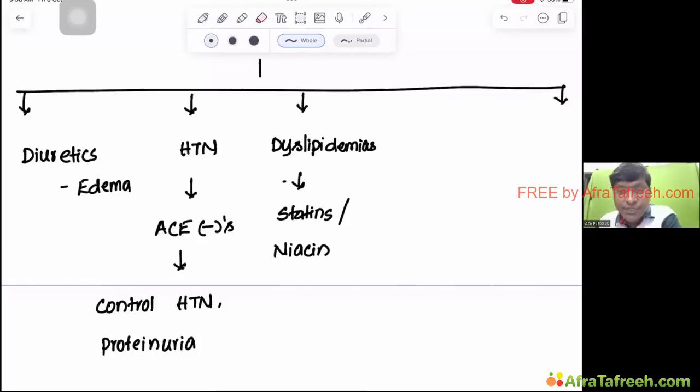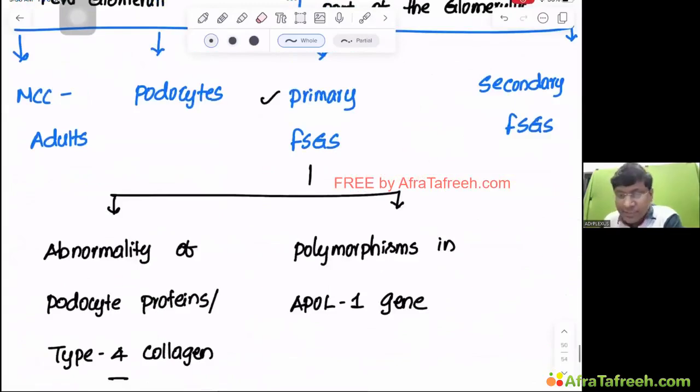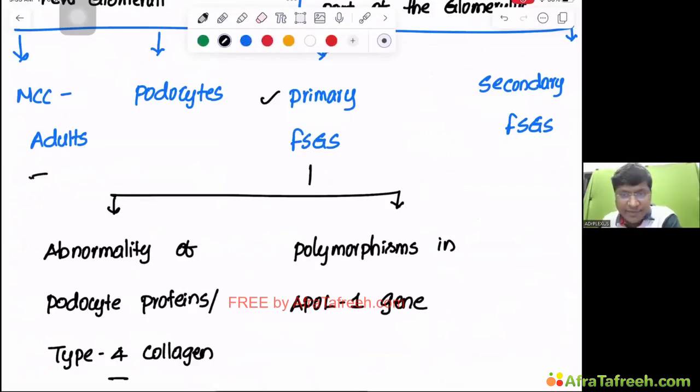Now, you need to give the drugs to suppress the immune reactivity, because of primary FSGS. Secondary FSGS does not cause immune hyperreactivity. What do secondary FSGS cause? They cause hydroureteronephrosis, and thereby there is focal segmental glomerulosclerosis. The immune hyperreactivity is caused by the primary causes, right? What are these primary causes? That is abnormality of the podocyte protein and polymorphism of the APOL1 gene.